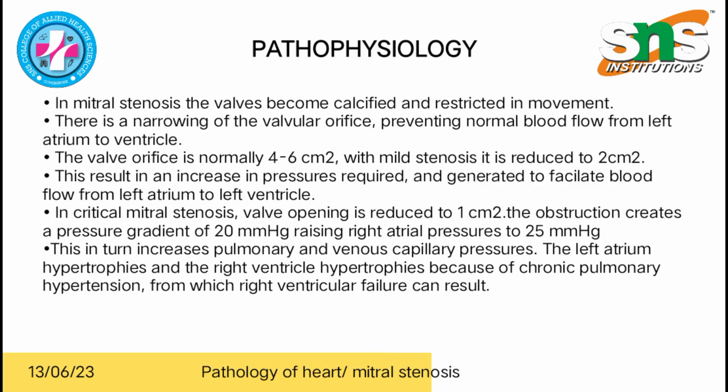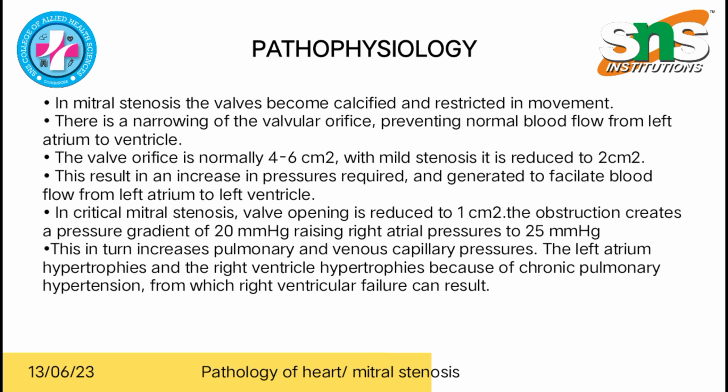Pathophysiology: in mitral stenosis, the valves become calcified and restricted in movement. There is a narrowing of the valvular orifice, preventing normal blood flow from the left atrium to the ventricle. The valve orifice is normally 4 to 6 cm. With mild stenosis, it is reduced to 2 cm.